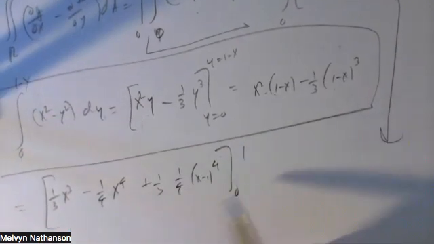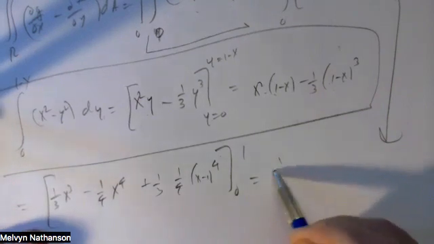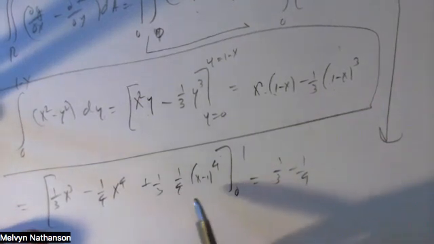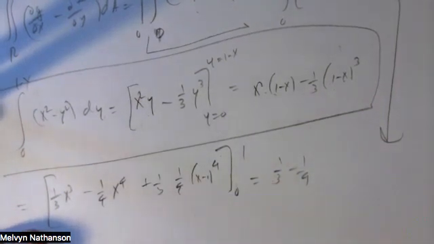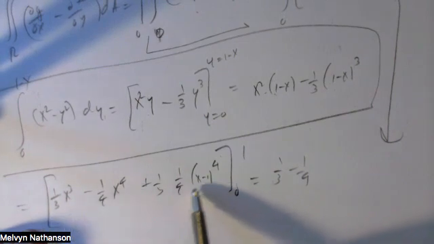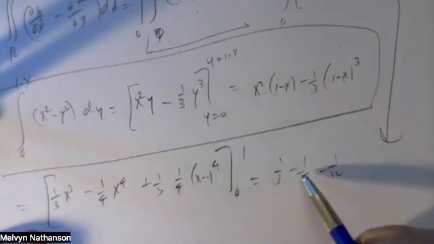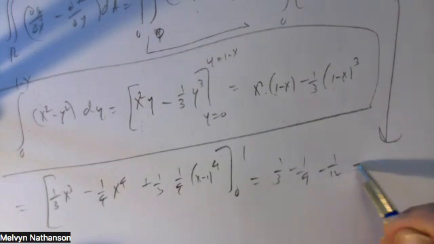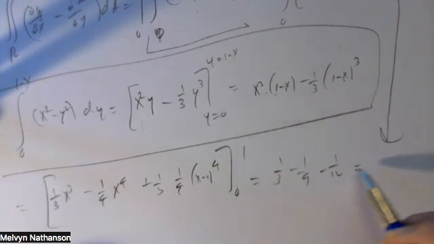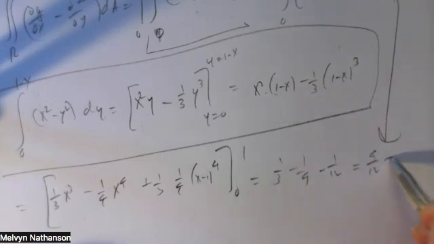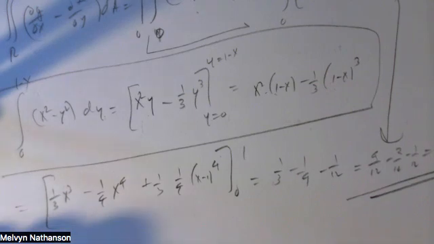When x is 1, I get 1/3 minus 1/4 plus 0. When x is 0, I get 0, 0 minus 1/12. So 1/3 minus 1/4 is 1/12. So if you put this over a common denominator, this is like 4 over 12 minus 3 over 12 minus 1 over 12. We get 0.